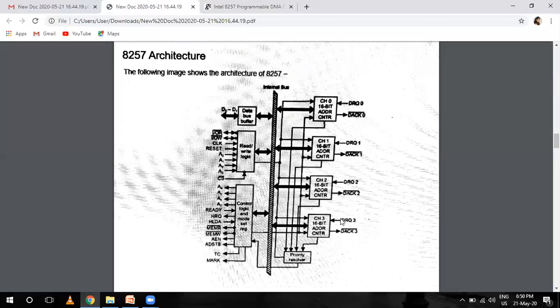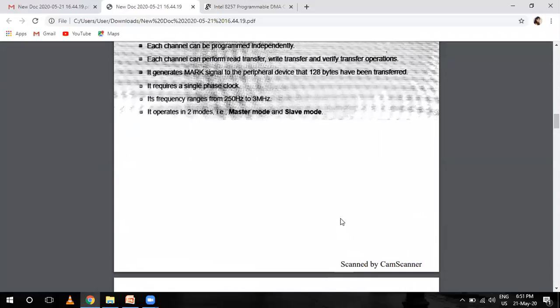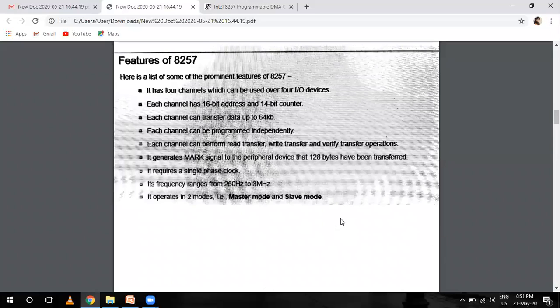Both registers are initialized before a channel is enabled, and the DMA address register is loaded with the address of the first memory location to be accessed. Fine. And this is the important feature which is related to its block diagram. Each channel has a 16-bit address and a 14-bit counter.